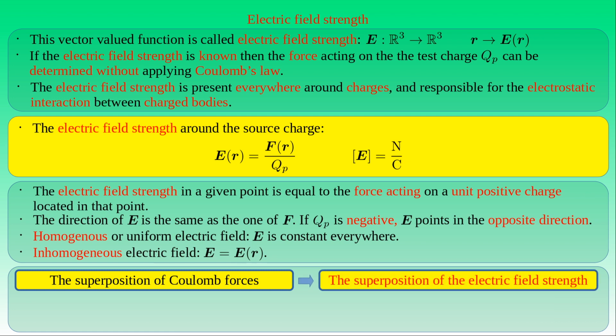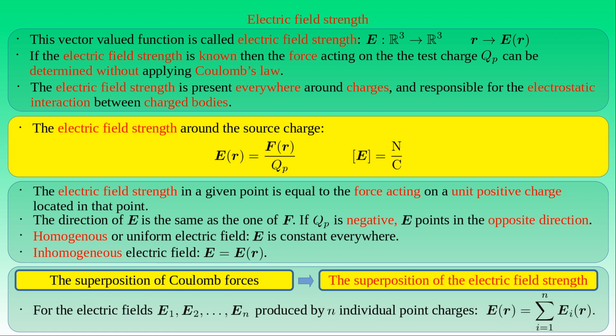We can state that the net electric field strength of a system of n point charges at a given point is the vector sum of the electric fields E1, E2, ..., En produced at that point by the individual charges in the system.